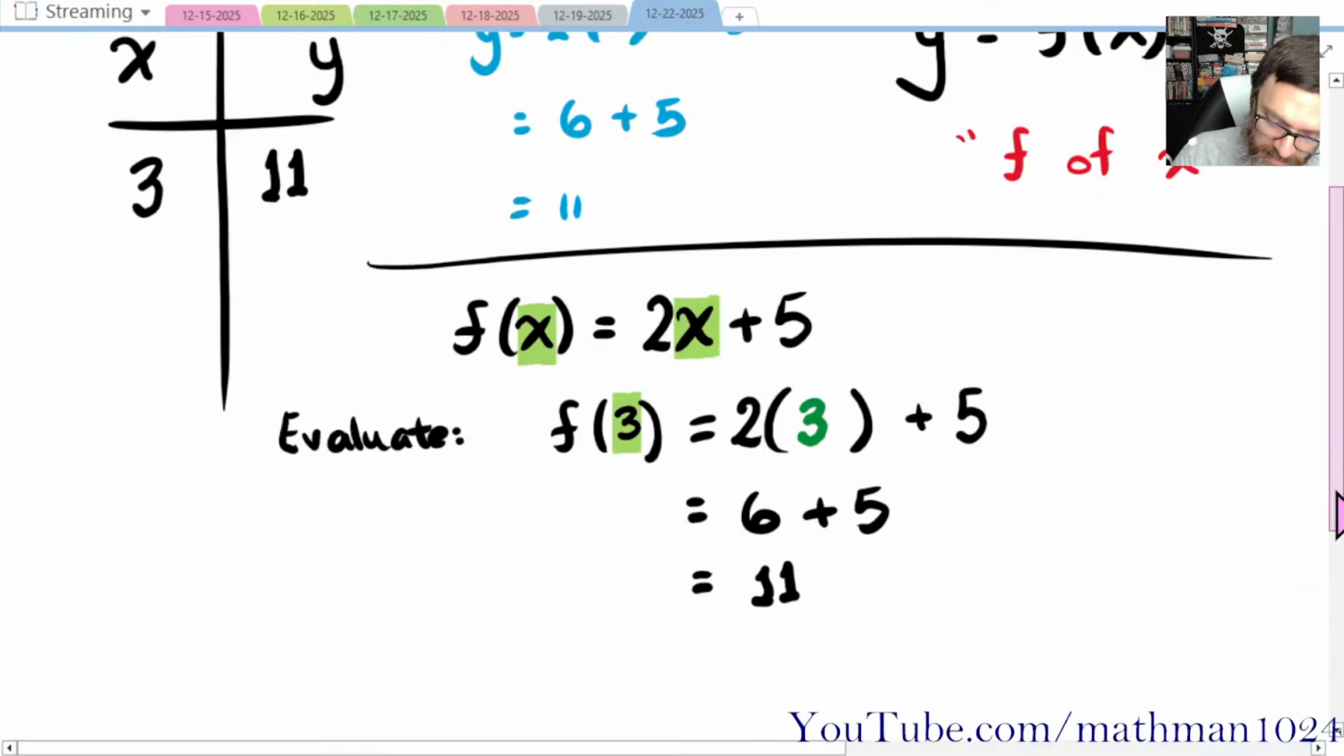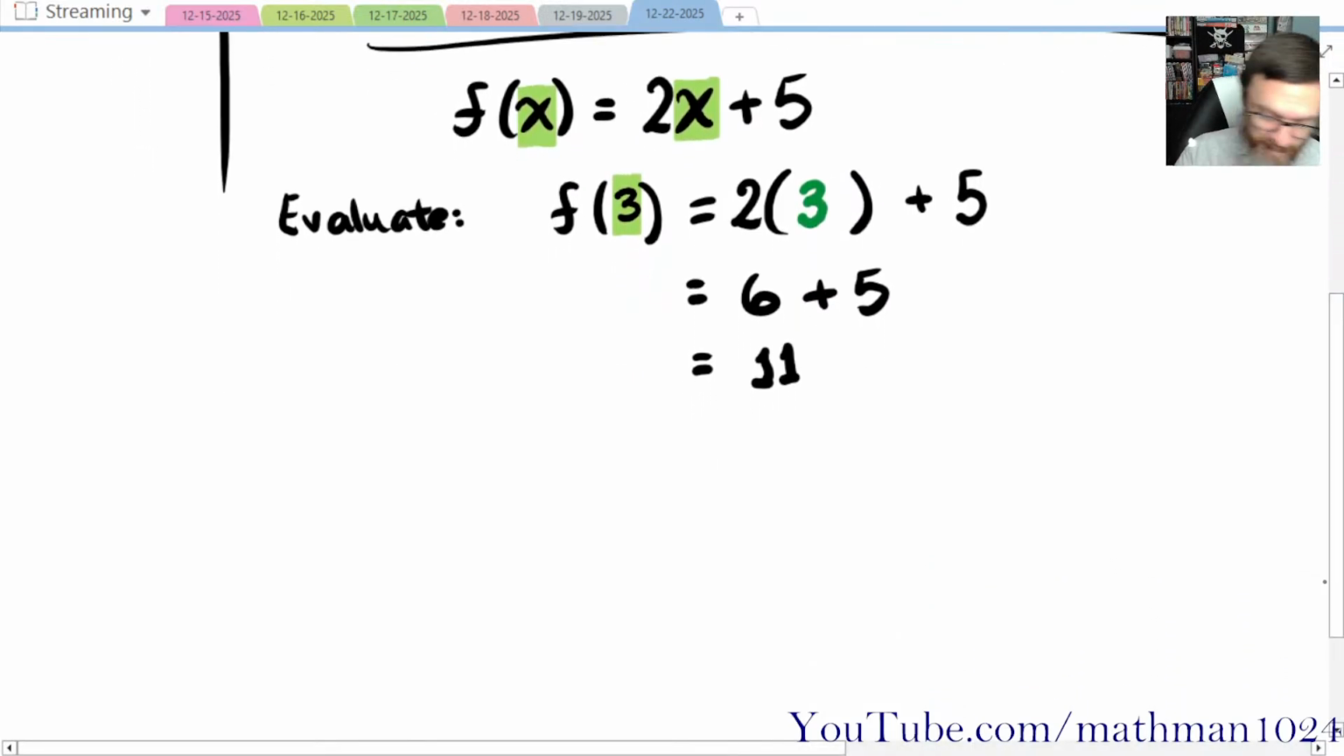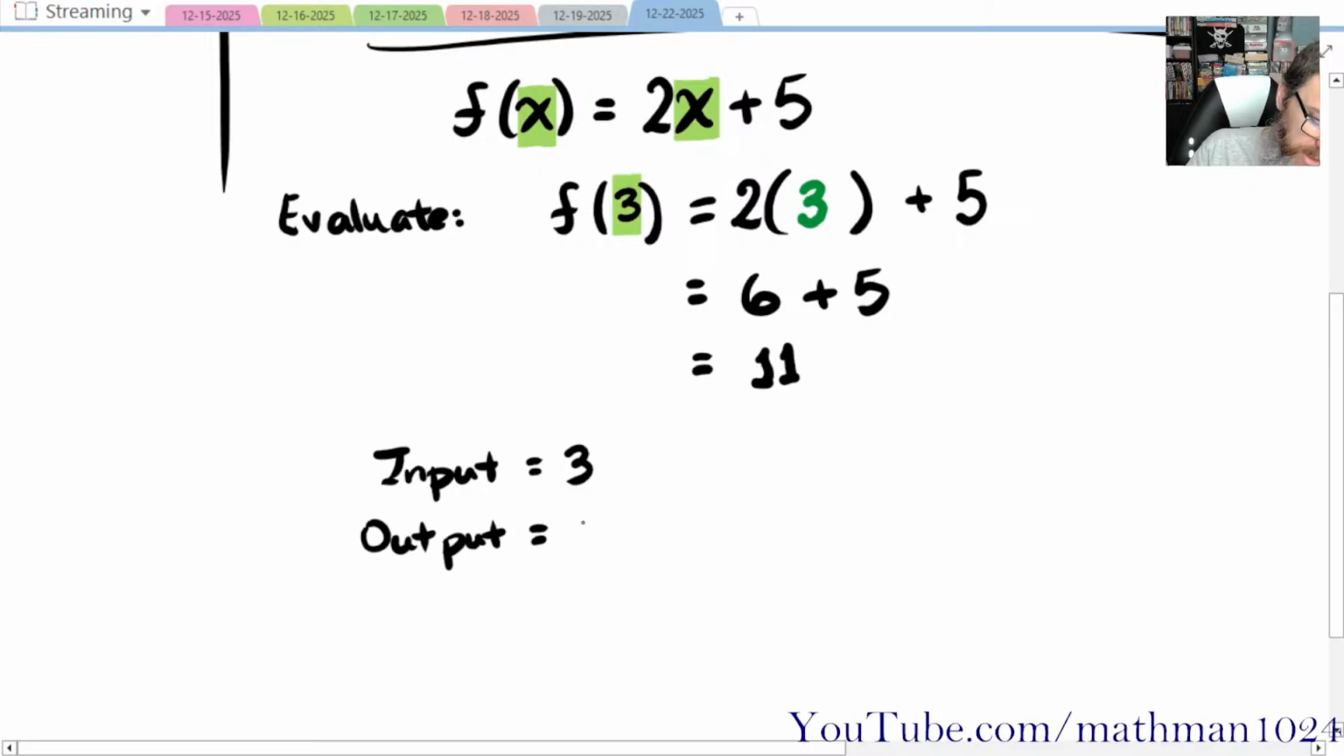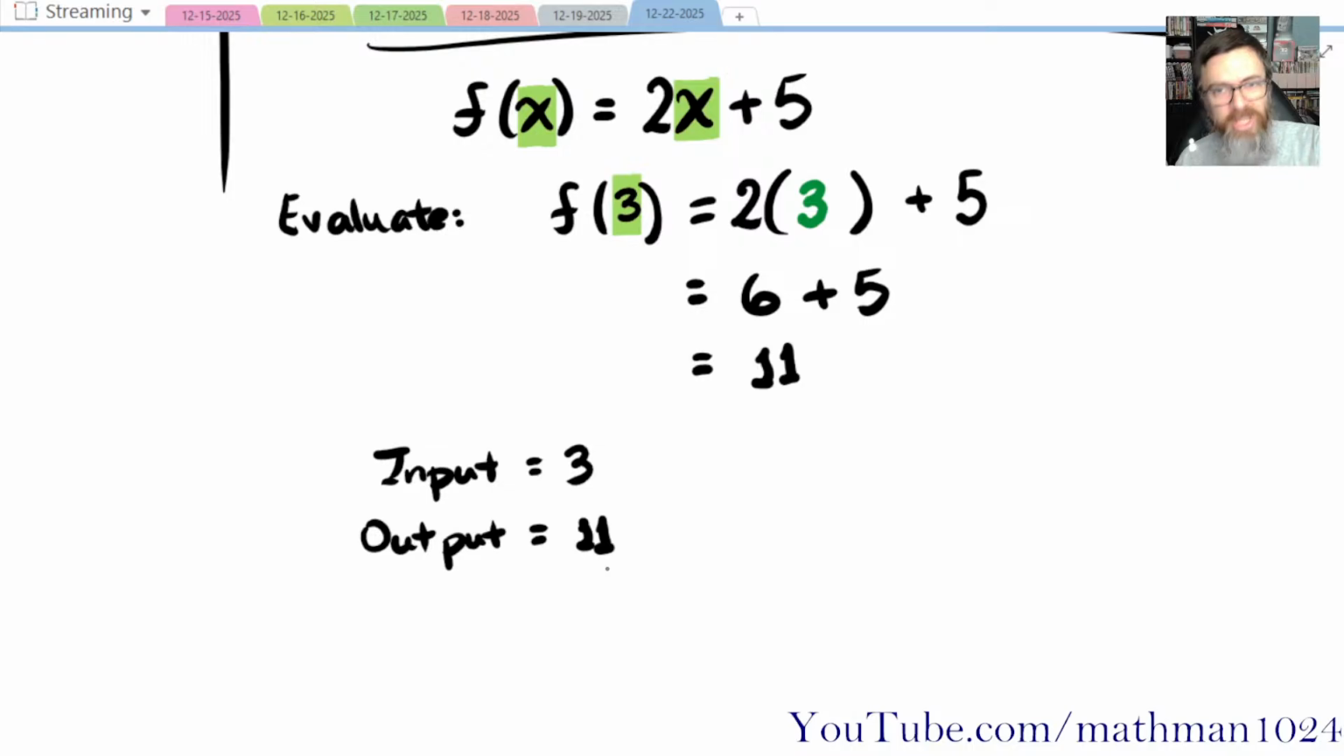So pay attention to what we did. Our input was 3. The output was 11. We're not solving for anything here. We're simply plugging things in and getting something out. It's the same way that functions work in the real world. For example, if you were to go to a vending machine, your input is the button combination that you press to get your bag of Flaming Hot Cheetos or to get your Coke or your Sprite or whatever it is.